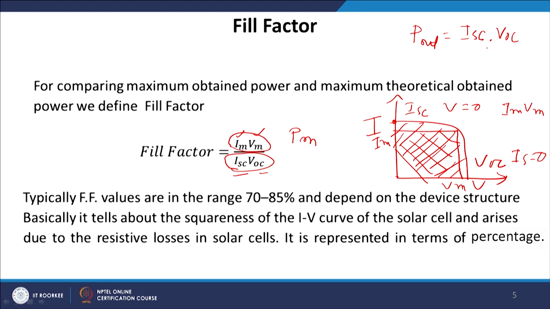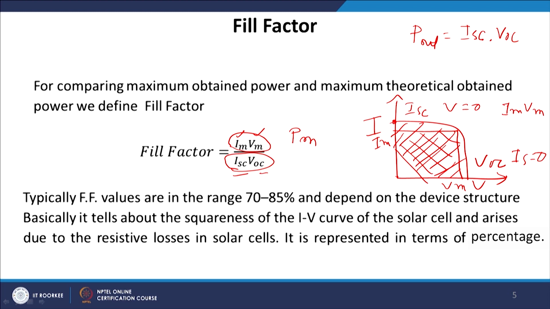So, to quantify this deviation from the ideal solar cell, we define the fill factor. Basically, it is about the squareness of the IV curve of the solar cell and arises due to the resistive loss in solar cells. It is represented as a percentage. So, as the curve deviates from its square nature, we get a lower value for the fill factor. Let us say we got a curve like this, so it is not a perfect square. How much deviation did I get? I quantify it in terms of fill factor, which is Im times Vm divided by ISC times VOC. That expression quantifies this deviation from an ideal square IV curve.